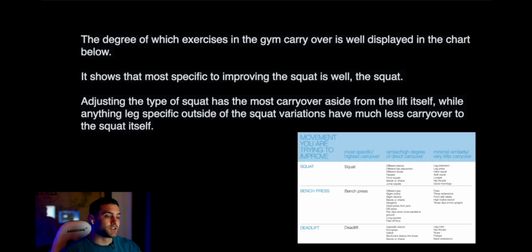The degree to which exercises in the gym carry over is well displayed in this chart below. It shows that the most specific to improving the squat is, drumroll, the squat. Adjusting the type of squat has the most carryover aside from the lift itself, while anything leg specific outside the squat variations and the squat itself has much less carryover to the squat.